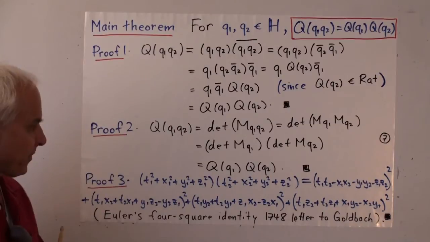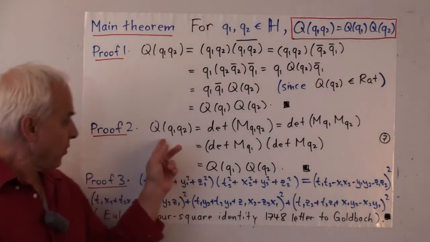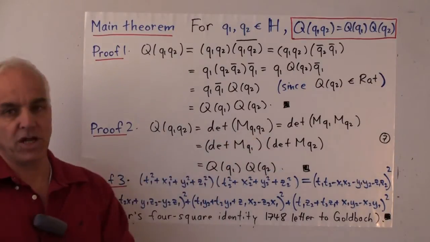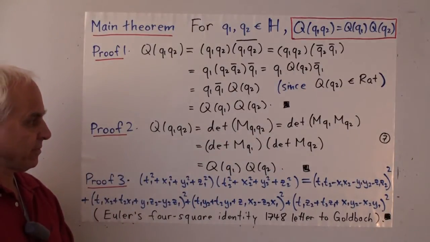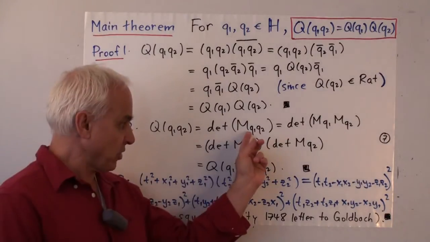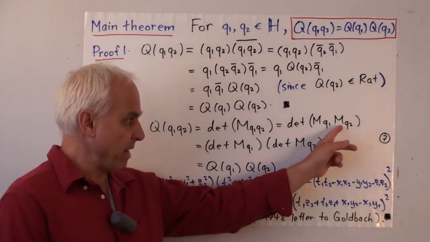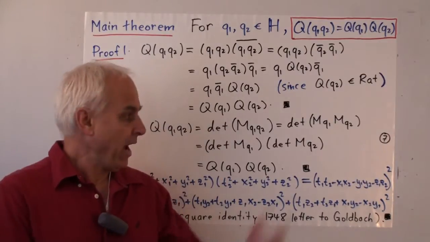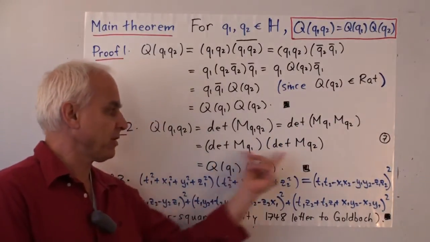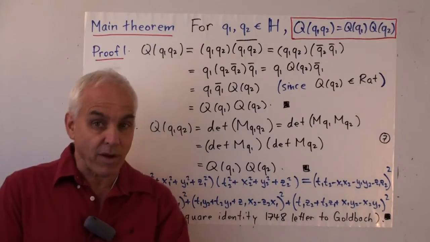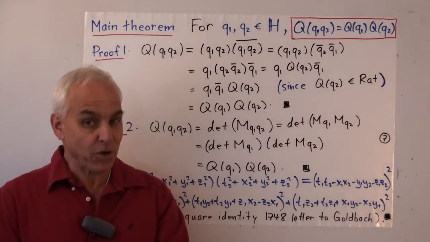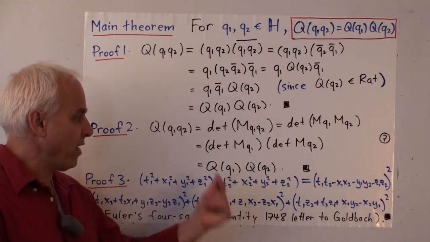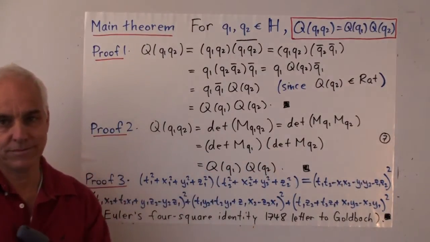Here's our second proof. From the previous exercise, we saw that the quadrance of Q1 Q2 is the determinant of the matrix associated to Q1 Q2. All right, but the matrix associated to Q1 Q2 is the product of the matrices associated to Q1 and Q2. And the determinant of a product is the product of the determinants from linear algebra. That's the basic fact about determinants. And that then is the quadrance of Q1, and that's the quadrance of Q2.